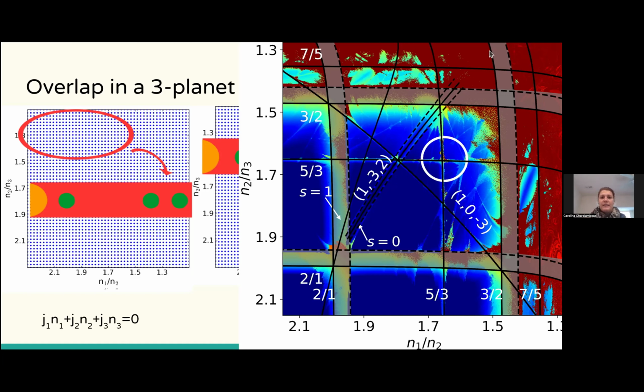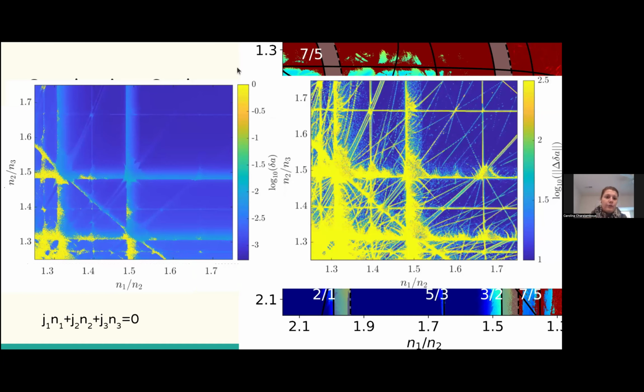So this map is telling us that in the red part, we are getting overlap. And so in these parts, initial conditions will not survive for much time. And if we plot for a different mass, we get a map like this. This mass is way smaller than the one that we used for the other plot. And this plot right here is the second derivative of the same quantity, the variation of the semi-major axis, as described with the metric that I showed before.